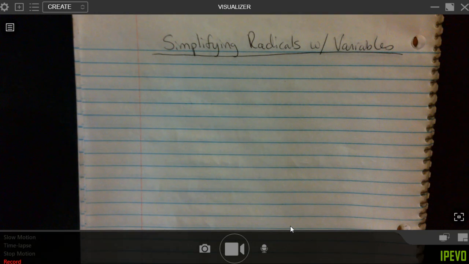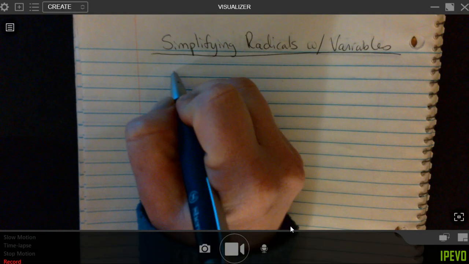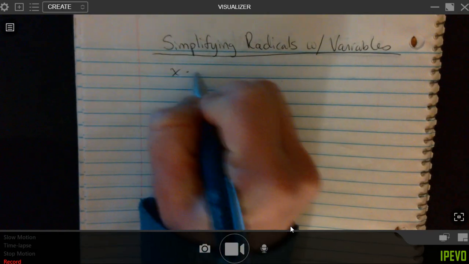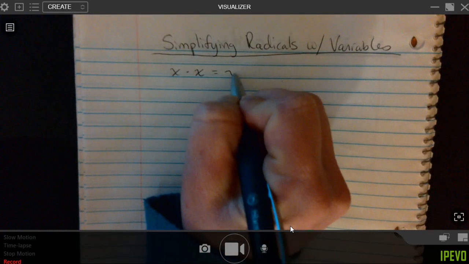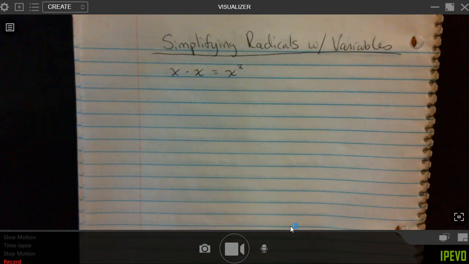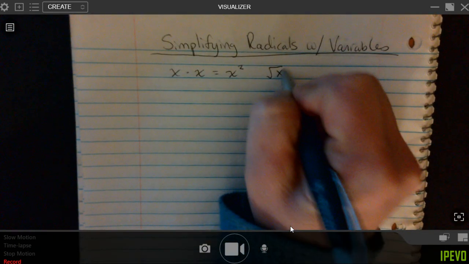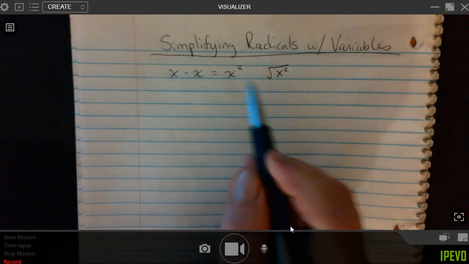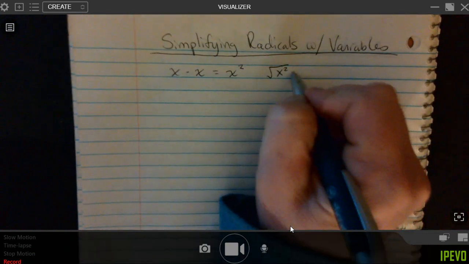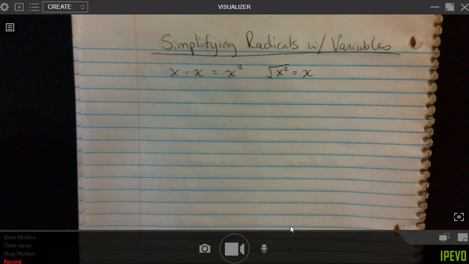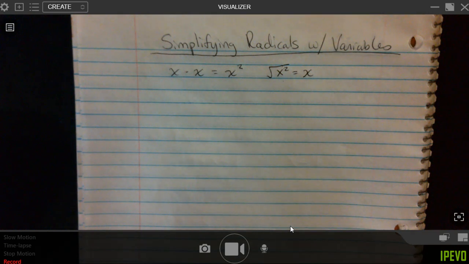So we're looking at simplifying radicals with variables this time. Let's just deal with x. If we have x times x, that equals x squared. If we wanted to take the square root of x squared, remember the square root undoes squaring, we'll end up back with x, because the square root is asking you what number times itself will give you this.